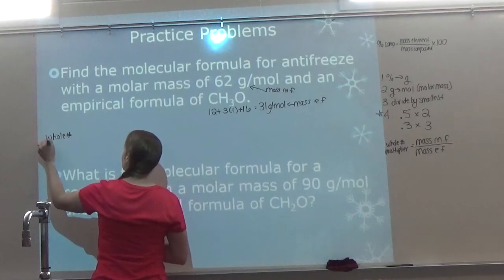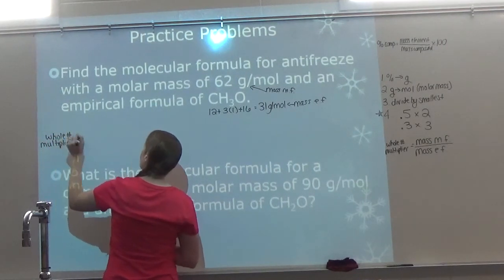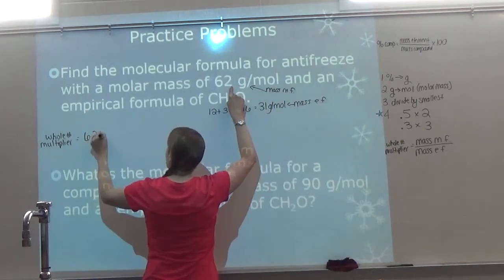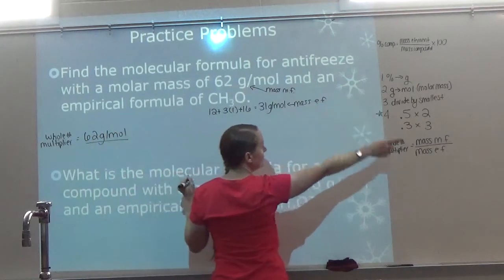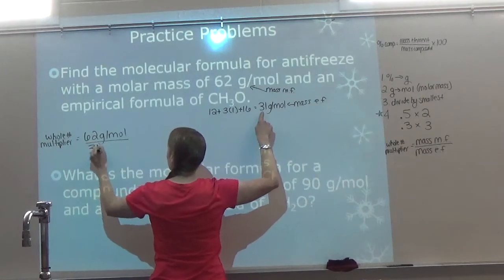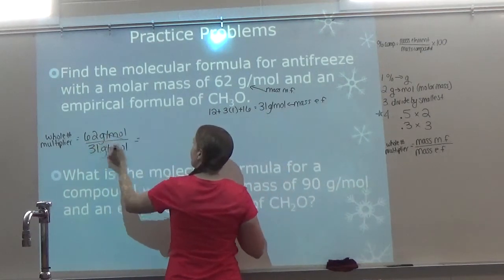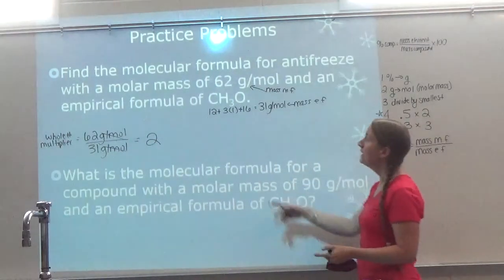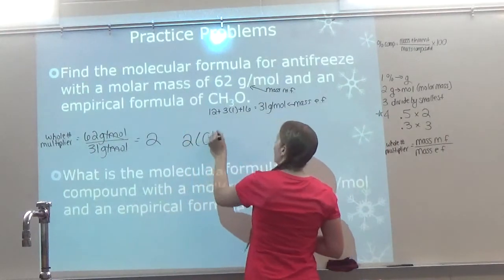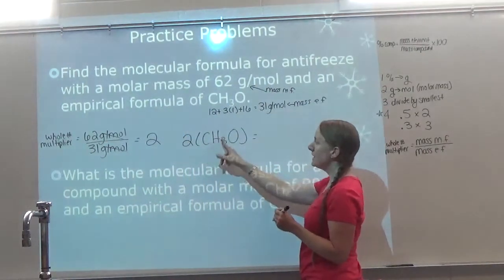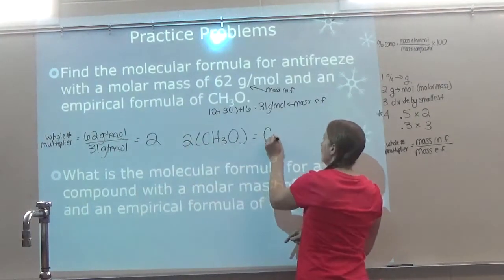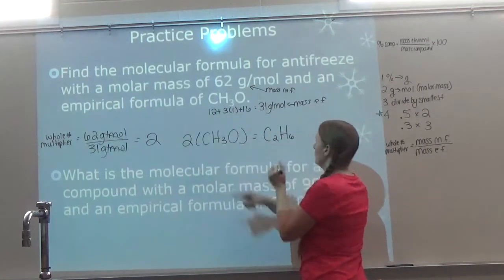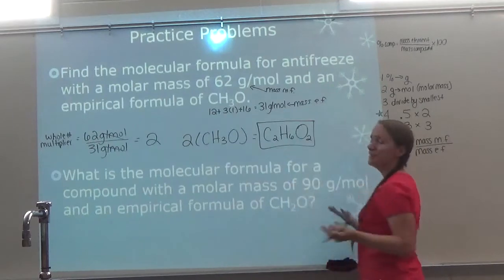I don't normally when I'm doing this on my own either, but because I'm teaching it, I will write the whole thing down. So we do mass of our molecular formula, which is 62 grams per mole, over the mass of my empirical formula, which is 31 grams per mole. So the grams per mole cancel, and I'm left with 2 again. So what does the 2 mean? That means I multiply the empirical formula by 2. So instead of CH3O, it becomes C2H6, because it's 3 times 2, O2. And that's it. All right?